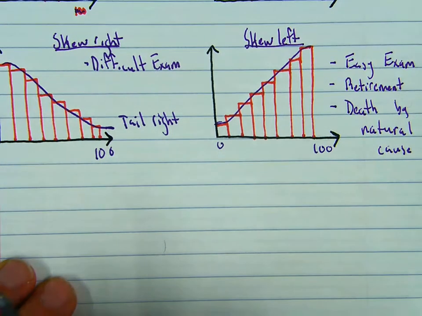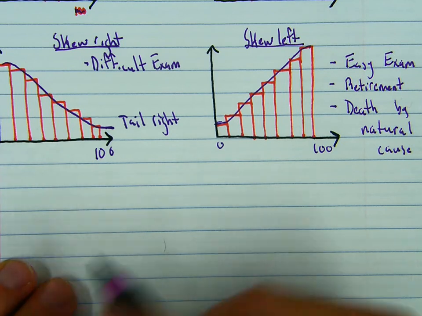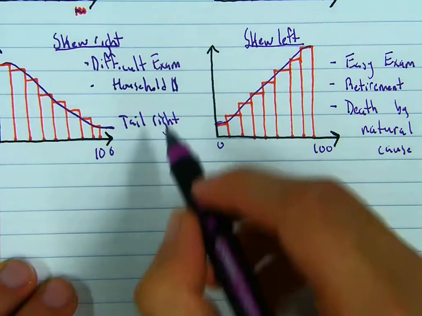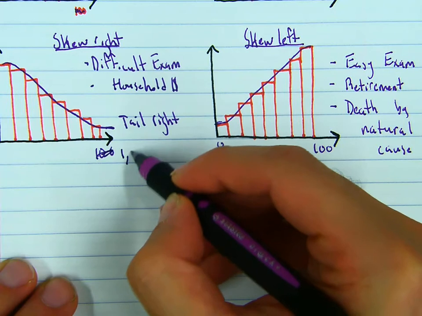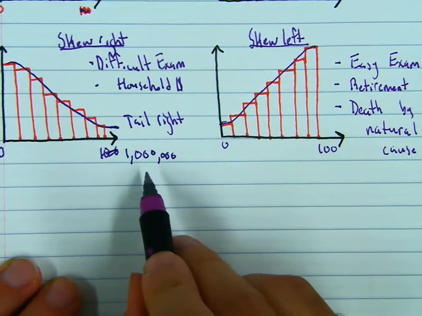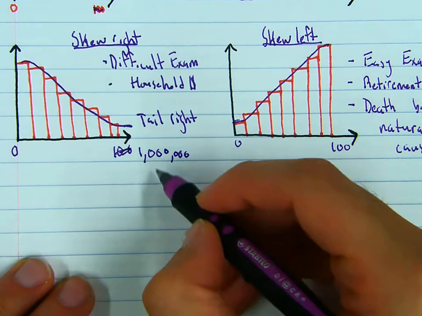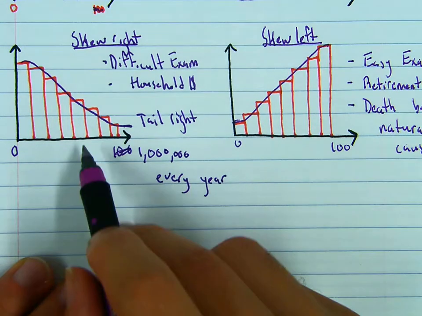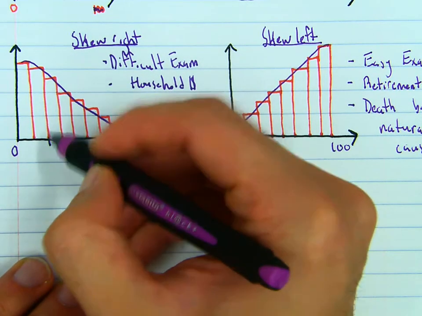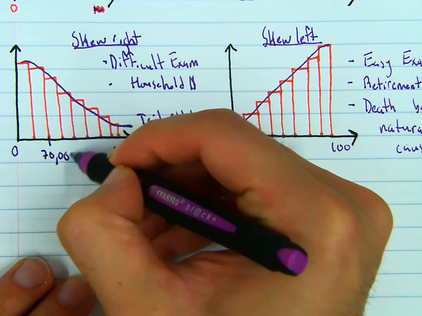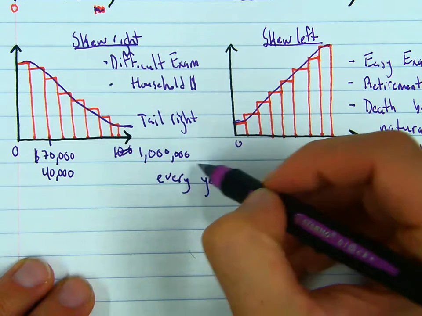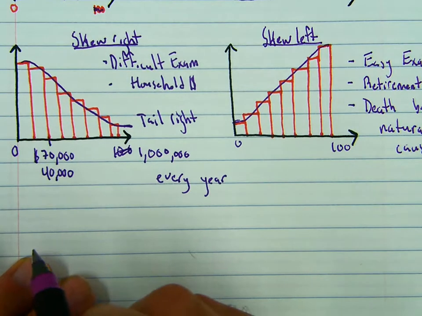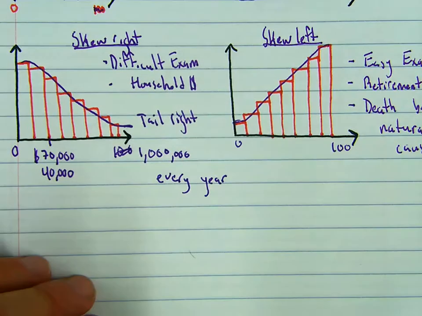Right. And skew right? What would be another example of this? Oh, this is a good one: household income. Imagine if this is $1 million. Do you think there are many families in the world that gain $1 million every year? Probably not, right? More often, the average income in a household is like $70,000 or $40,000, but it's definitely not $1 million. And you're gonna have more people who make this amount of money versus this amount of money in the world. So if I were to gather all those data values, it would have that type of distribution.